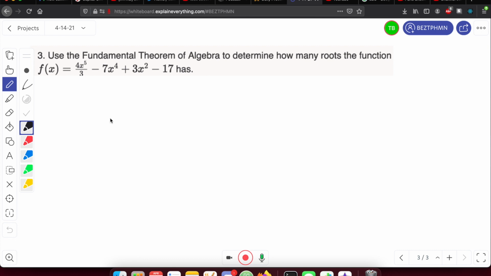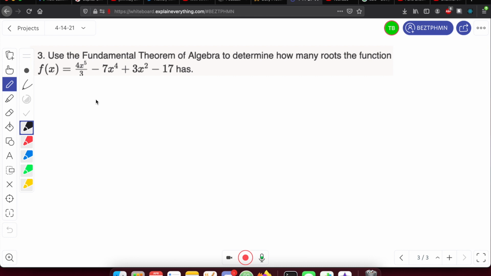All right, our last question. Question 3. Use the fundamental theorem of algebra to determine how many roots the function f of x equals 4x to the 5th divided by 3 minus 7x to the 4th plus 3x squared minus 17 has. So the fundamental theorem of algebra states essentially that for any polynomial of degree n, we are going to have exactly n number of roots.